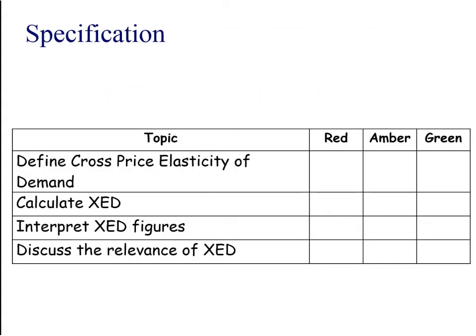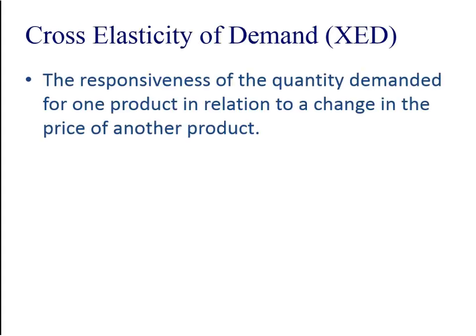So again, very similar specification objectives. You need to define cross-price elasticity of demand, or XED or XPD, some people write it as, calculate it. We've got to be able to interpret these figures. So there's two things that you can say about XED. You can say whether that's elastic or inelastic, and you can also say whether they're substitutes or complements. And we've got to discuss the relevance of XED. So why is it interesting for businesses?